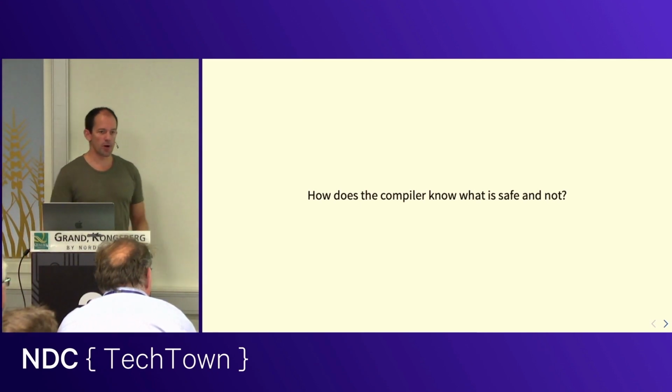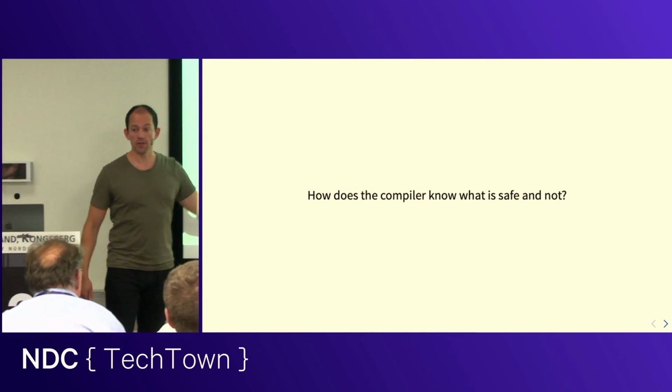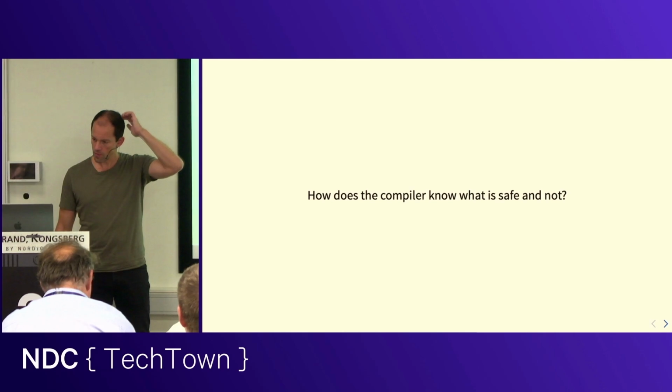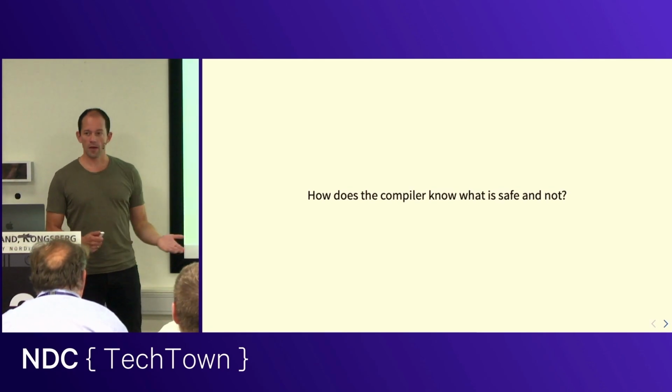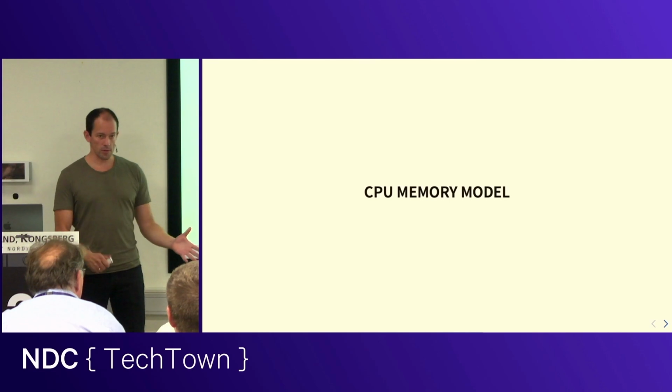Yeah, so how does the compiler know what is safe and what is not? Like, how did it know that it didn't need any fences here on x86, for instance? And no special atomic operations or anything. And that's because of the CPU memory model.